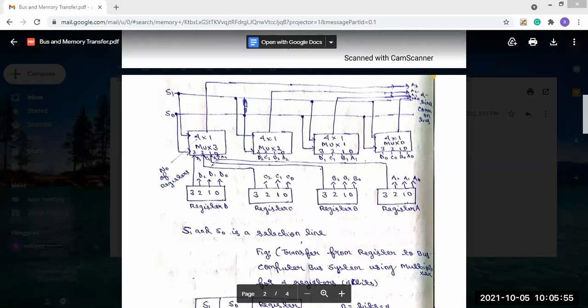But if we have selected the 8 cross 1 multiplexer, that means 8 inputs should be there. So that means 8 registers should be present, and each of the 8 registers will have 8 bits present.